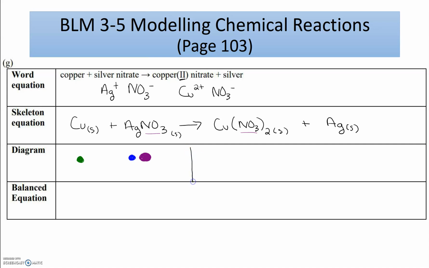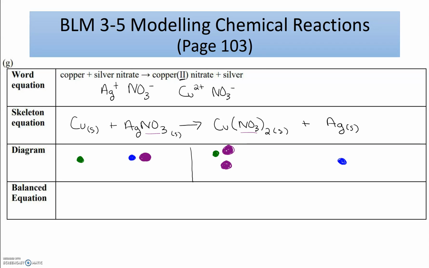On my product side, I've got a green copper ion, and then I've got 2 of the nitrate ions there. So I'm going to have 1 big purple one there, and there's its second purple one there to go with my copper(II) nitrate. So I've got 1 copper ion, and I've got the 2 nitrate ions. And then I've got silver all by itself off to the side there.